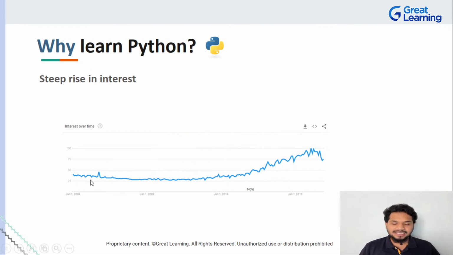In fact, on your screen right now, please don't mind the small fonts, that was a screenshot taken from Google Analytics. When we take a look at this, you can see that until 2014 there was an okayish interest, a plateaued interest in Python. There is no growth here.